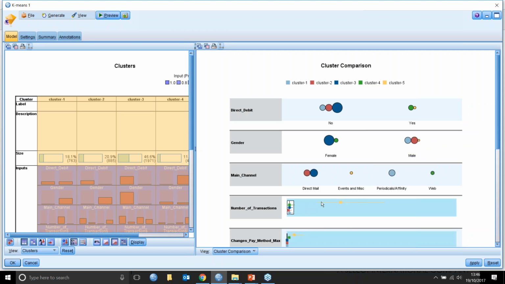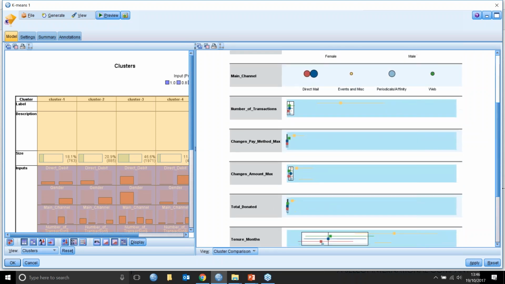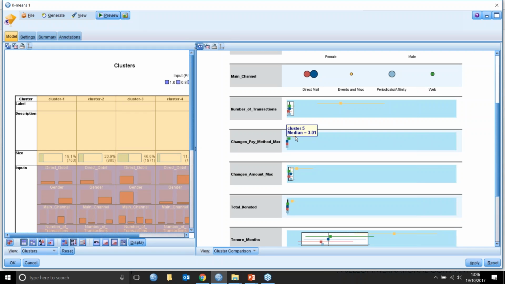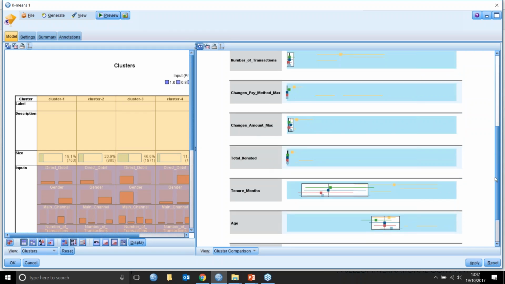This is showing me the median value with the 25th percentiles either side of that. Compared to everybody else, cluster group 5 dwarfs everybody else in terms of number of transactions. Cluster group 5 is also very high in terms of the number of payment methods. Down here we've got tenure in months, where it's a little bit different. So yes, cluster group 5 have the highest tenure. Cluster group 4 also have a tenure of 24 months. Cluster group 3 are bang on average, 22. Cluster group 2 are the lowest, 19 on average, and cluster group 1 also at 19.